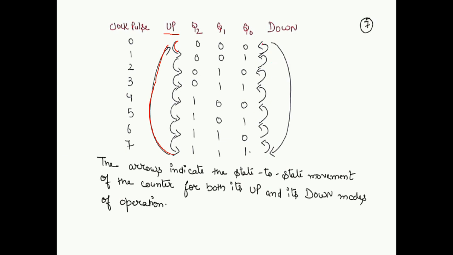In the down counter, first of all, every time we have to start with the initial condition 0, 0, 0. After 0, 0, 0, it will count 7, 6, 5, 4, 3, 2, 1 and then 0.